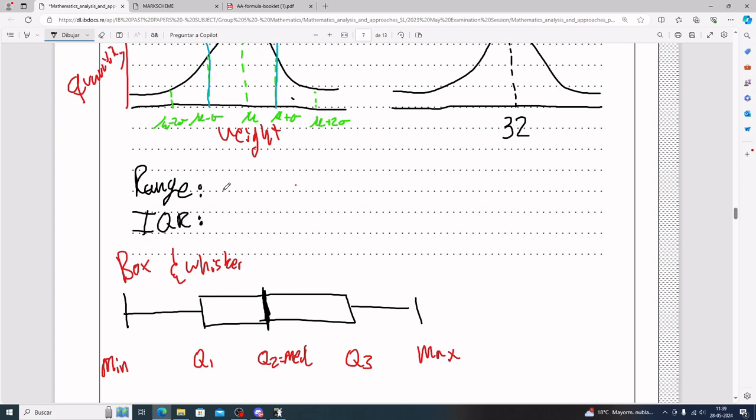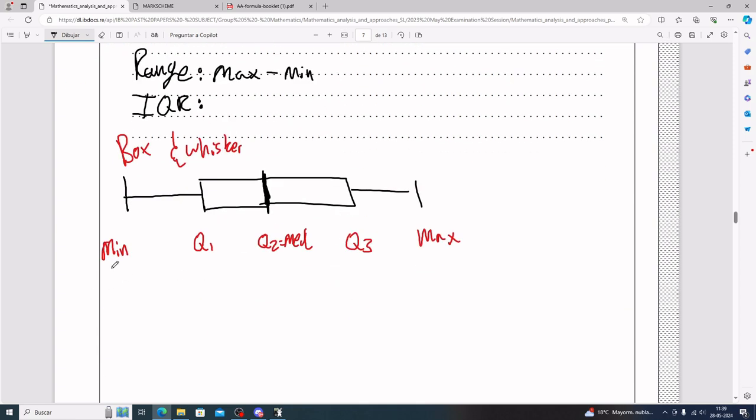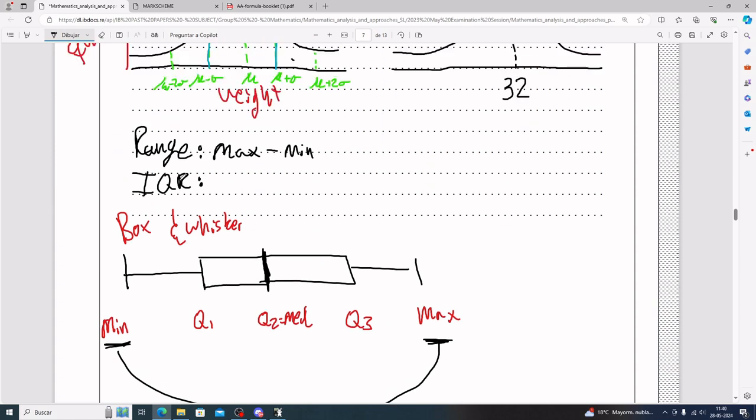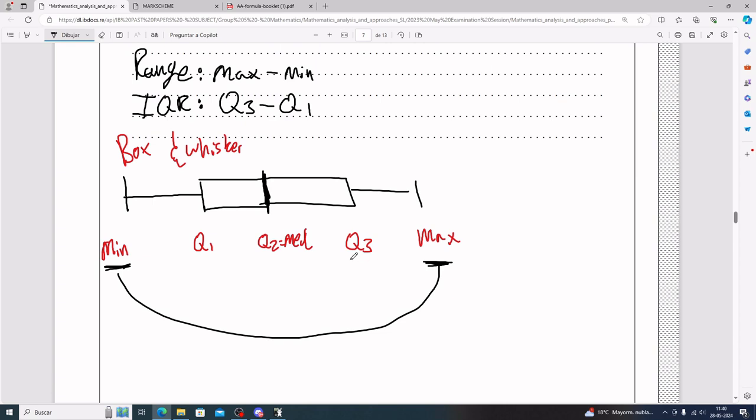Now, the range is just going to be max minus min. So it's just going to be this guy minus this guy, right? While the IQR is actually Q3 minus Q1. And so it's actually this guy minus this guy, see? And so visually, it can actually be very appealing. The range is of the whole thing, right? And the IQR is of your inner data.